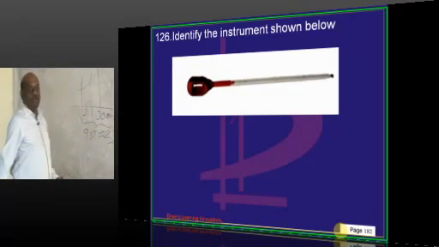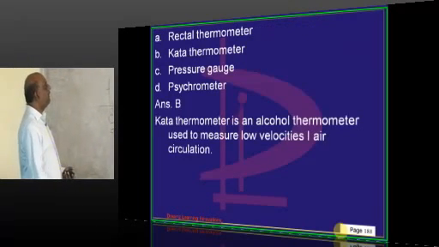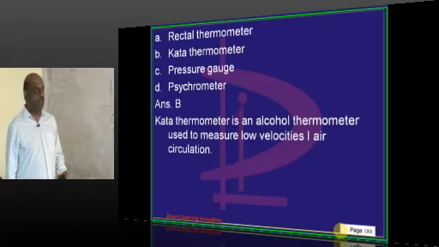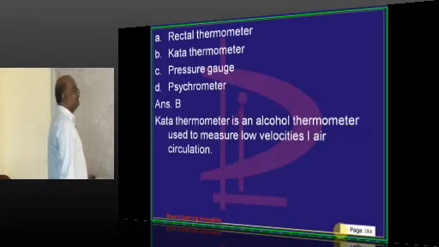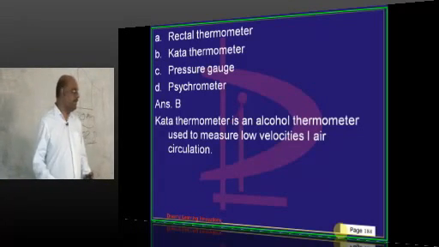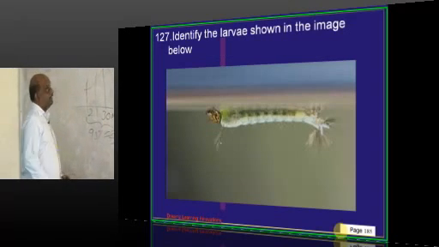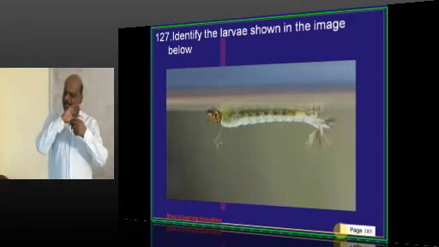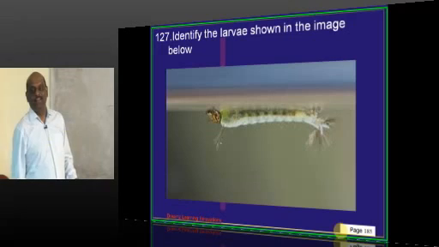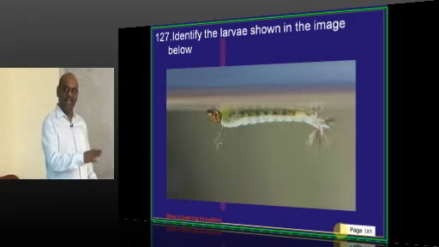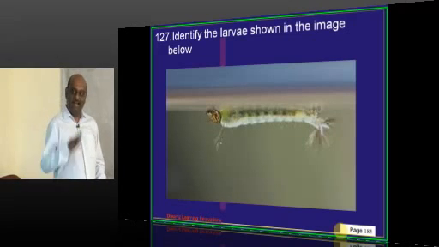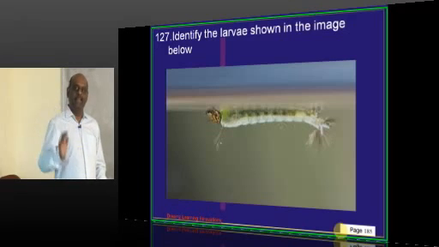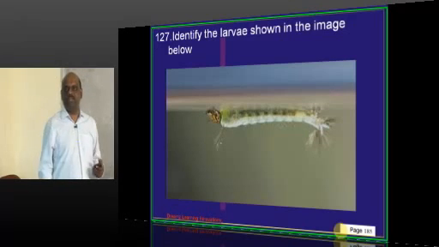Now this is a good question. Identify the instrument. Fundamentally it is a Kata thermometer, an alcohol thermometer, which is used to measure the low velocity of the air circulation. This is an excellent question. This is a repeatedly asked question, and what is inclined, what is hanging, all these things are a favorite question of the examiner.